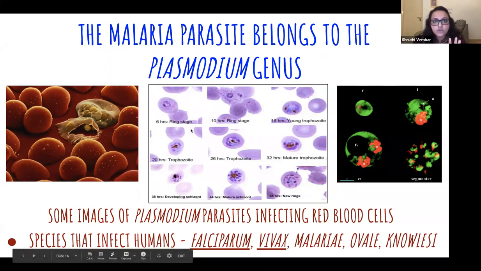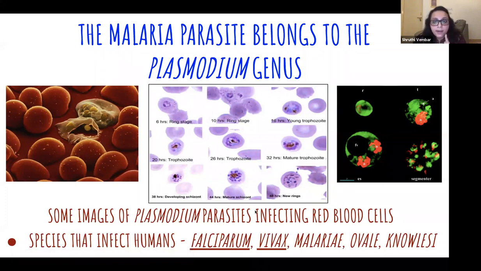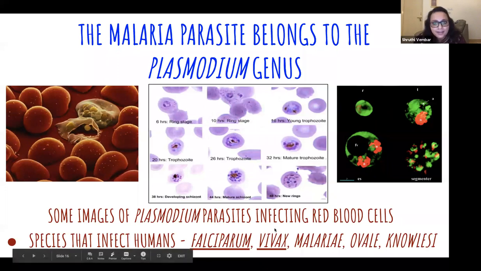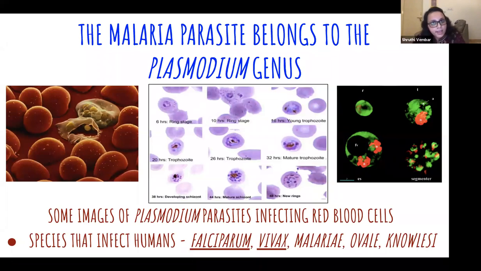And what is interesting is I'm showing the stained image here. This is for one particular species called Plasmodium falciparum. But Plasmodium vivax will have a slightly different shape when it is inside the red blood cell. Malaria again will have a slightly different shape. So by just doing a blood smear, highly trained doctors can say, okay, this person has Plasmodium falciparum infection, this other person has Plasmodium vivax infection, etc.